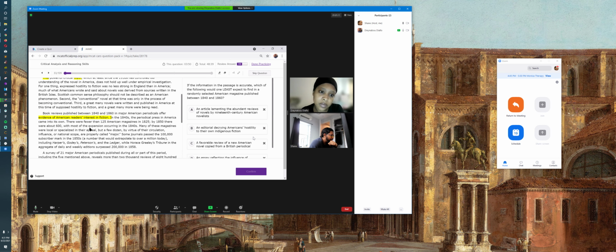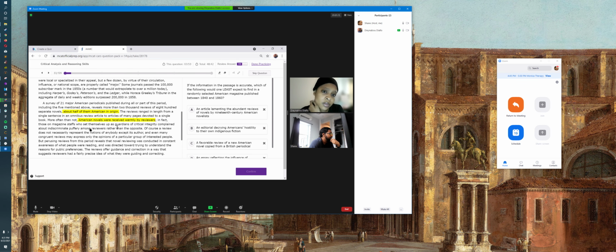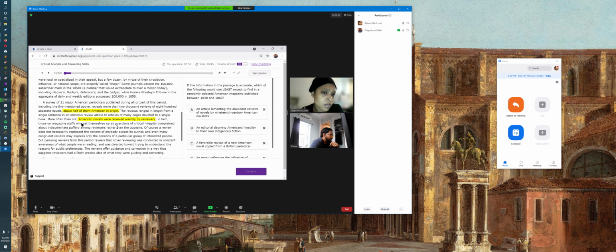Let me just see a little bit below that in the next paragraph because it kind of continues. Now they're saying that some people on the staff who thought of themselves as guardians of critical integrity complained about indiscriminate puffery. What's puffery there? Those on magazine staffs who set themselves up as guardians of critical integrity complained about indiscriminate puffery among reviewers. Lying? I don't know. Puffery? Think of puffing something up, I guess.